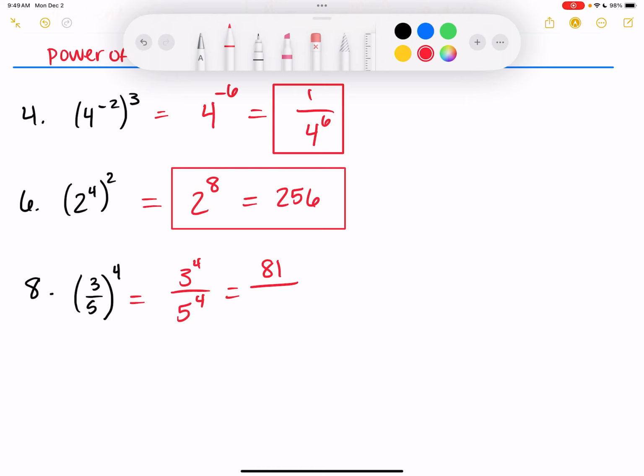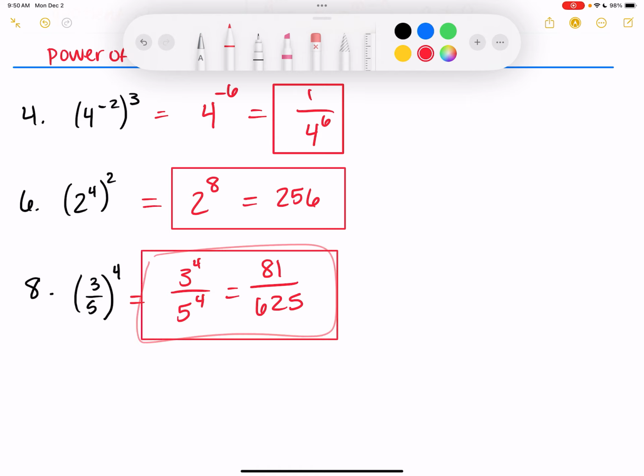What about 5 to the 4th? 25 times 25 is a big number. It's 625.